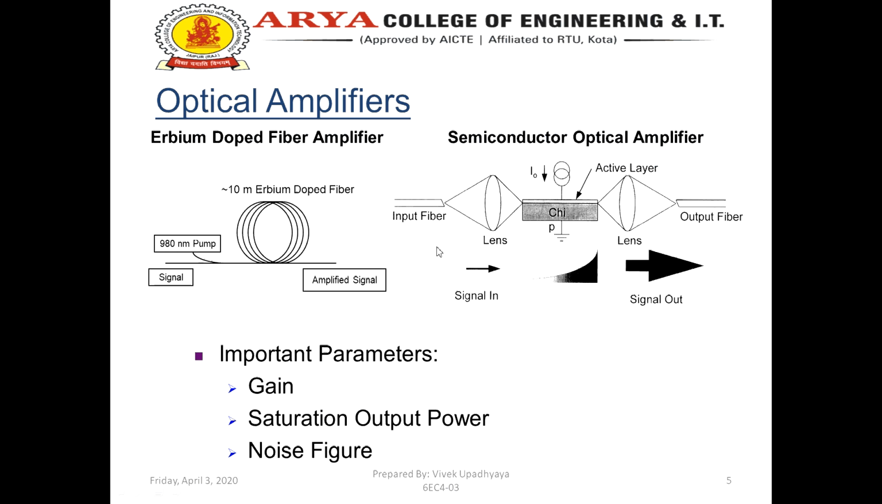On the other hand, the schematic diagram for the semiconductor optical amplifier is like this: an input fiber, then a lens, and an active layer which is the amplification region. Here we get the pumping current. Then there is also a lens at the output side and here is the output fiber. So here we get the input signal and here we get the signal output. The important parameters of optical amplifiers are gain, saturation output power and the noise figure.